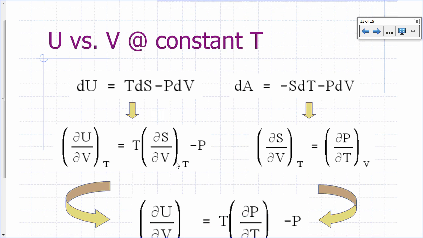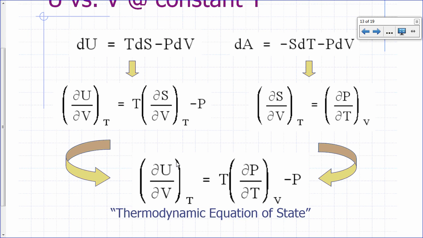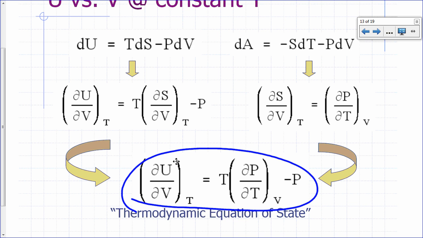All right. Now, remember last time I introduced you to the so-called thermodynamic equation of state. It tells you how the internal energy changes with volume at constant temperature in terms of just pressure, temperature, and volume. Okay? Last time we just assumed this. We're now ready to actually show it, to prove it. So we start with the fundamental equation, dU equals T dS minus P dV.